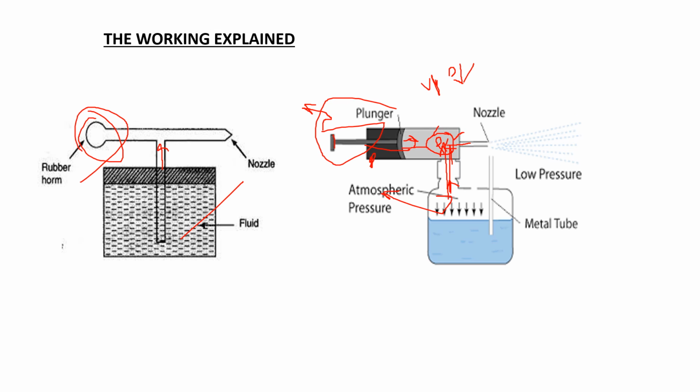Because of that air velocity, the air will drag this fluid here, and once there is a nozzle, we already know that the nozzle will break the liquid into little small droplets that we can see here. That's how the basic principle of a sprayer works.